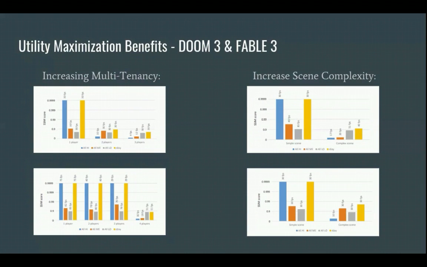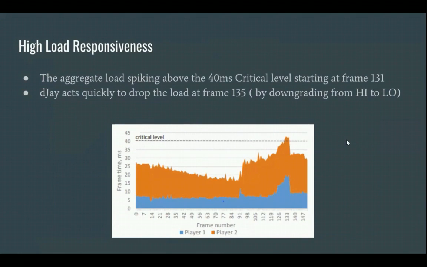Now coming to multi-tenancy and scene complexity test. Test for multi-tenancy shows that 4 players are joining one by one. Now for both games, it is shown that DJ provides the most optimal rendering settings in all cases. And also over here for scene complexity, the effectiveness of DJ is promising because it provides the most optimal rendering settings if you see over here in this graph.